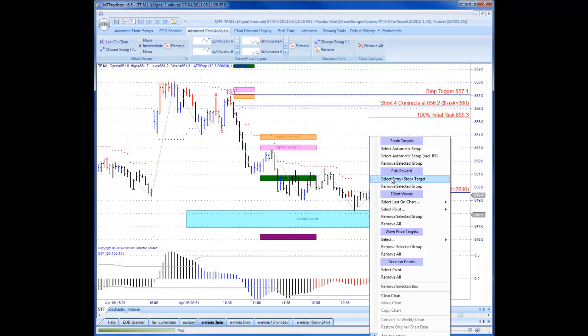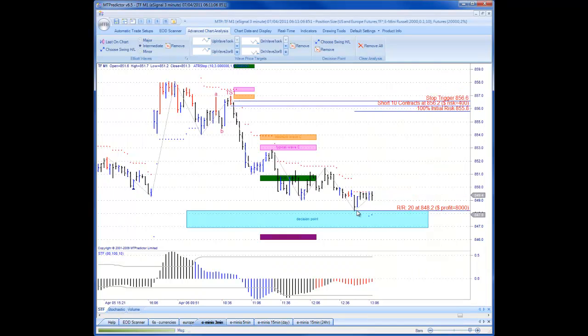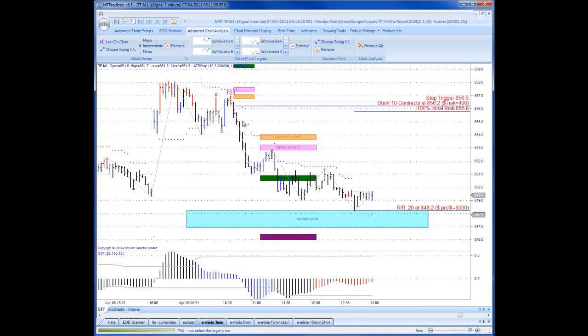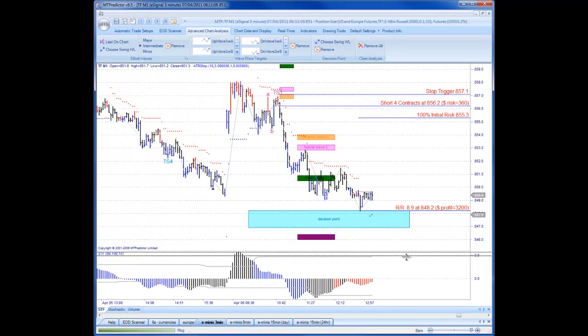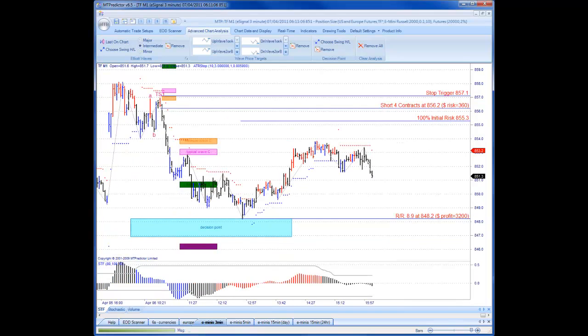So if you had come out right at that level with an MIT at that level there, whoops, that was a little bit off, it missed the initial stop. So I'll put that on there. It was a potential 8.9R. And if I zoom out and go to the end of the day, you can see that, yes indeed, that was the absolute low of the day.